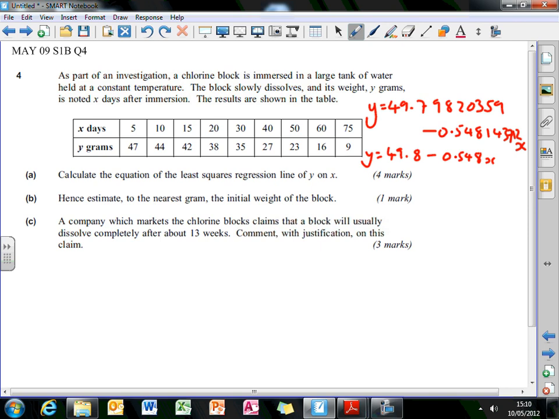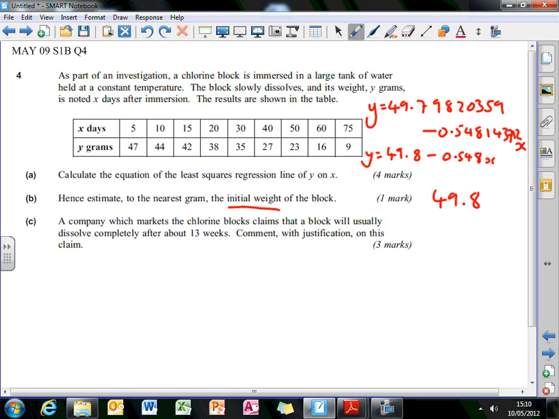So hence estimate to the nearest gram the initial weight of the block. So the initial weight is when time, so x, the number of days, is equal to 0. So if I put x equal to 0 in there, it's just going to give me 49.8 or 50 or whatever I said in A. Okay, so part C.